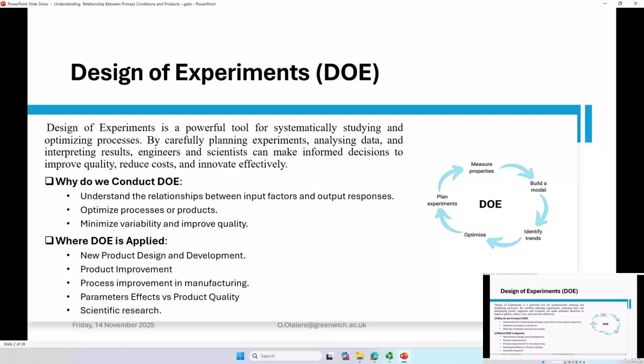Then the second thing is to minimize variability and improve quality. That is to maintain consistency. When you know a particular temperature that will give you a better yield, a particular rice to water ratio that will give you a better yield, all the parameters you need, there will be less variation. Not that you will cook rice today and it will become hard like my hand, and tomorrow you will cook one, it will be soft. No, that is inconsistency.